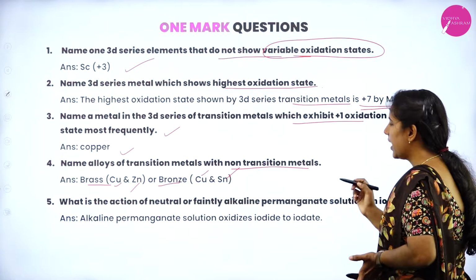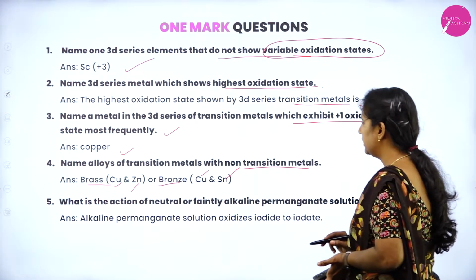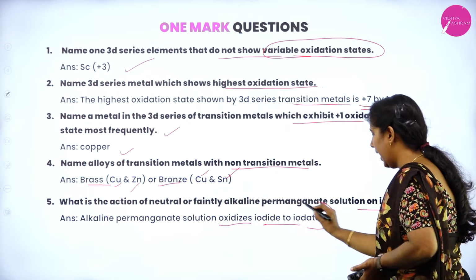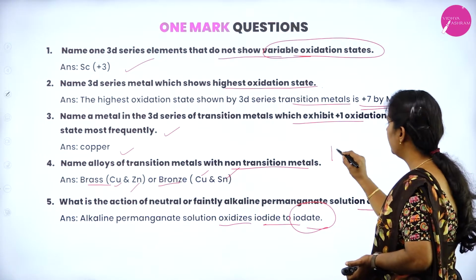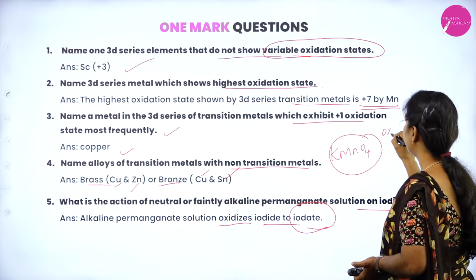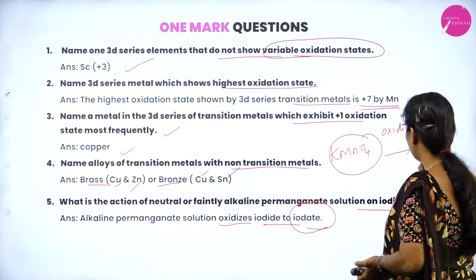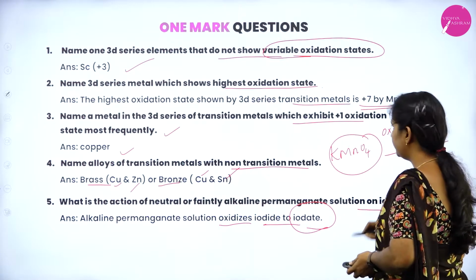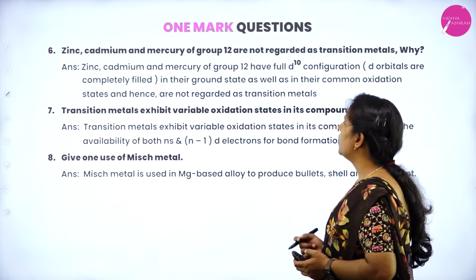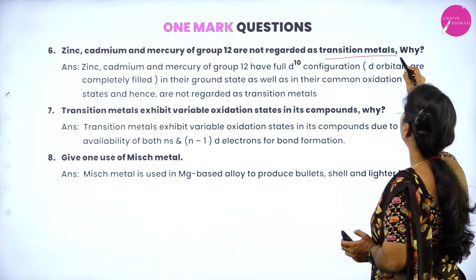What is the action of neutral and faintly alkaline potassium permanganate solution on iodide? Alkaline potassium permanganate oxidizes the iodide to iodate. As we all know, potassium permanganate, KMnO4, is an oxidizing agent, which oxidizes iodide to iodine, or iodate.